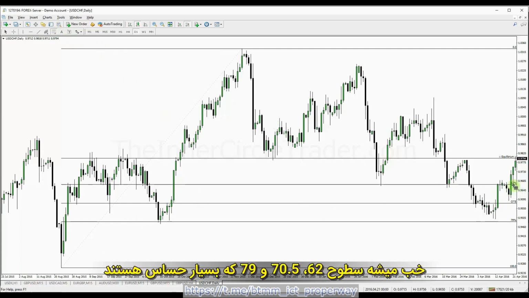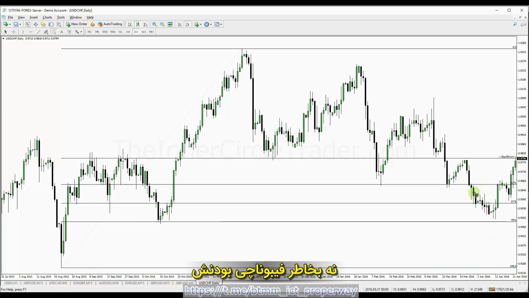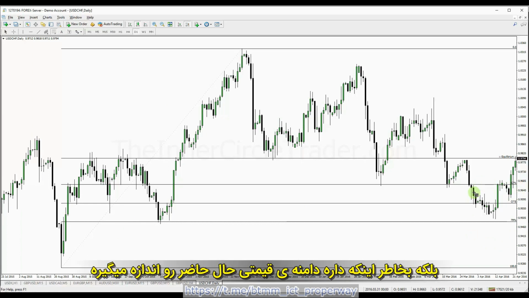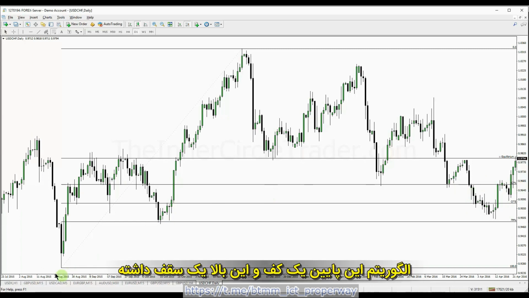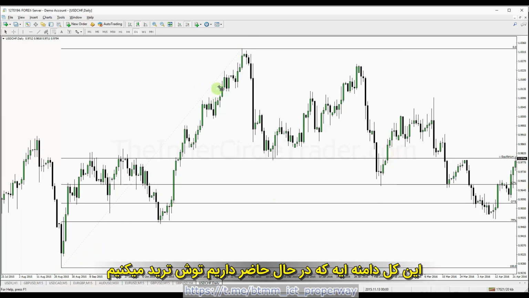Well, it's this over here, 62, 70.5, and 79%, okay? And those levels are very, very sensitive, not because of Fibonacci's sake, but because it's really just measuring how far the current price range has been. The algo had a low down here, and it had a high here. This is the total range that we're trading inside of.